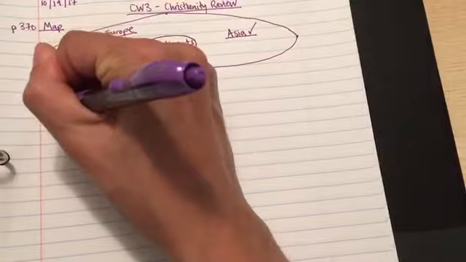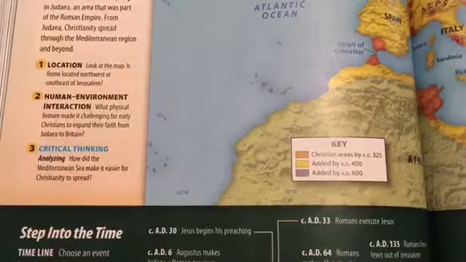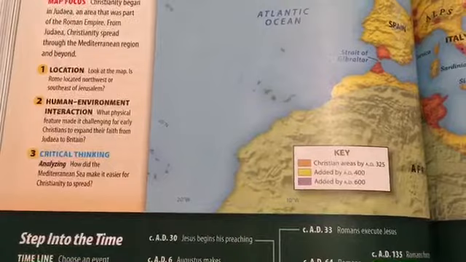So we are now going to be looking at the questions for this map. And there are 3 questions. So I'm going to go ahead and number them 1, 2, and 3. And now we can go ahead and take a look at these questions. Number 1 says, look at the map. Is Rome located northwest or southeast of Jerusalem?